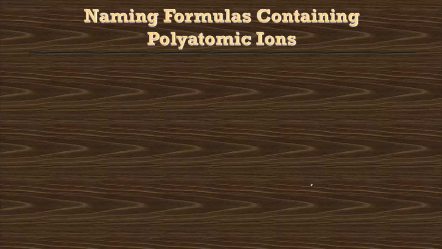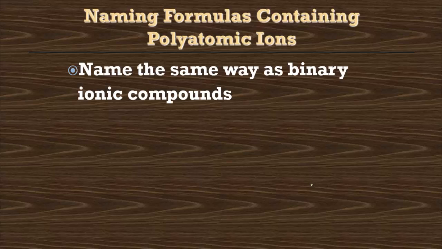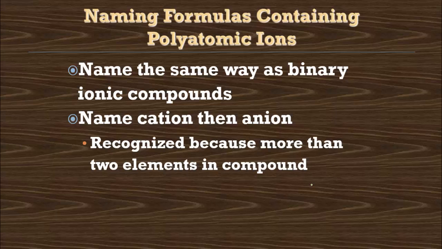So let's name some regular formulas that have polyatomic ions. We're going to name them the same way as we did our binary ionic compounds. We start with the cation, and then we name the anion. How do we know we have a formula with a polyatomic ion? That's because we have more than 2 elements.